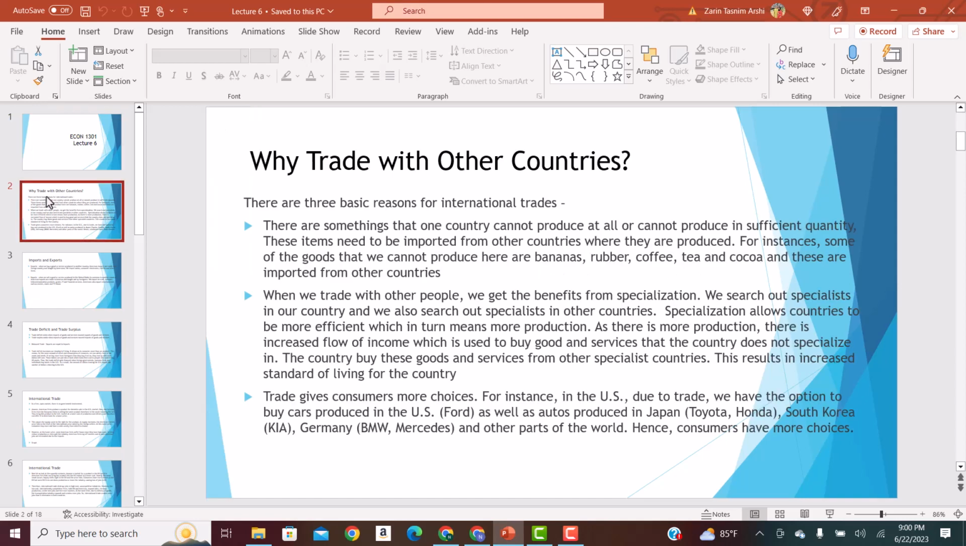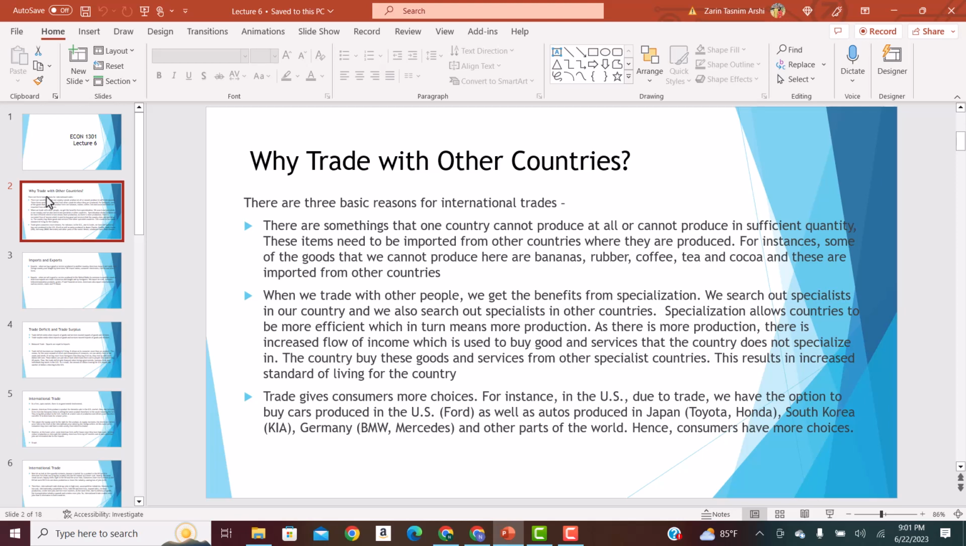So question is, why trade with other countries? If we have resources and if we can produce goods and services within our own country, why do we trade with other countries? So there are three basic reasons for why countries engage in international trade. First one is there are some things that one country cannot produce at all or cannot produce in sufficient quantity. So they have to get those items from other countries.